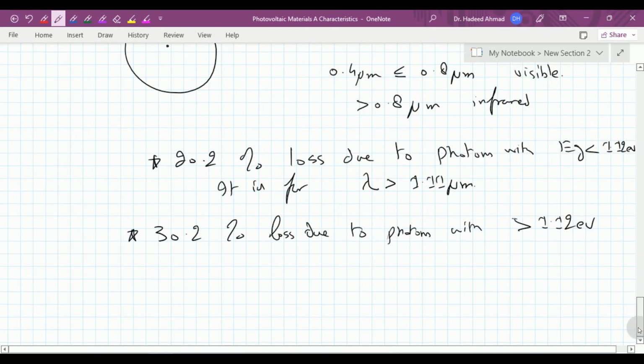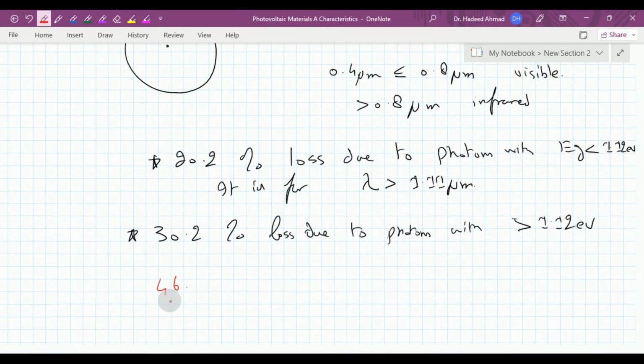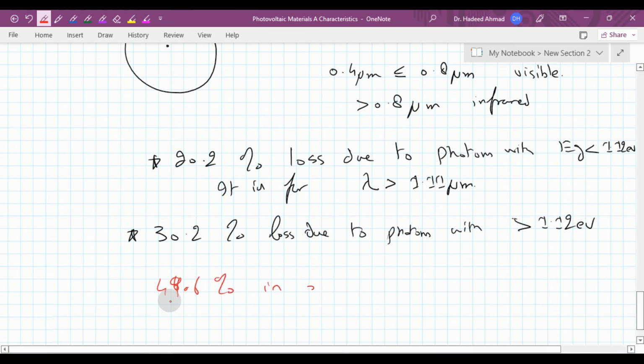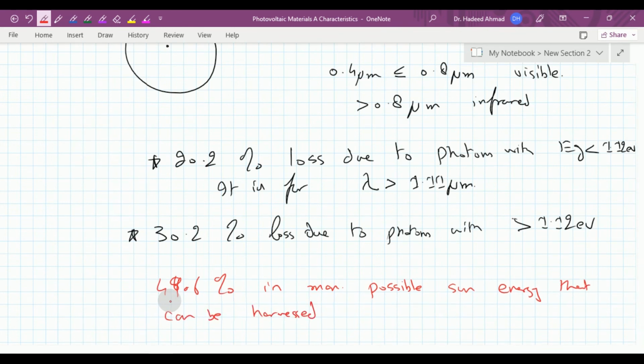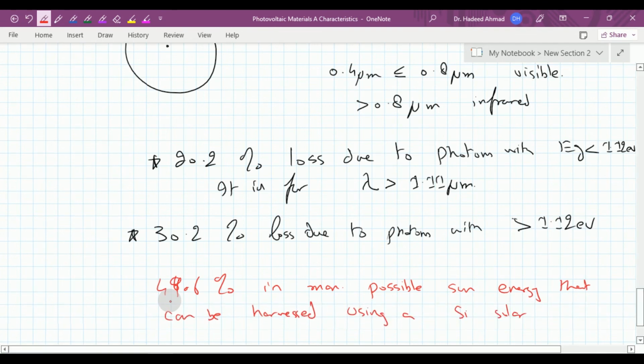So the rest, this 49.6%, is the maximum possible sun energy that can be harnessed using a silicon solar cell.